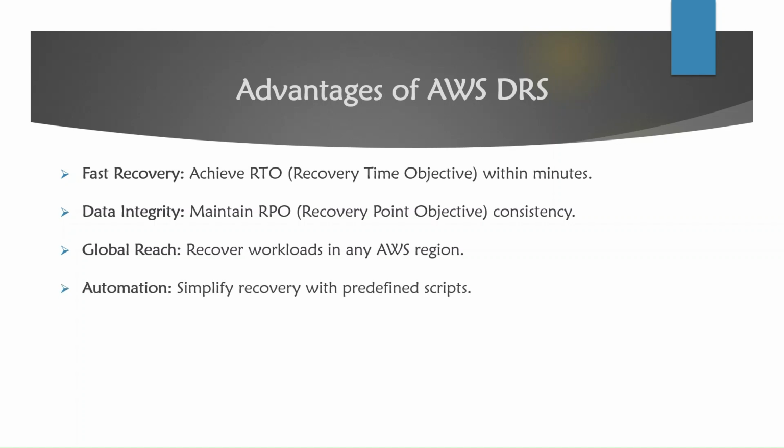Automation is also an advantage of the AWS disaster recovery services. So, its recovery process is through automation. It uses predefined scripts and policies to automate failover and recovery tasks, reducing manual effort and minimizing the potential for human error. This streamlines the overall disaster recovery strategies, making it more efficient and reliable.